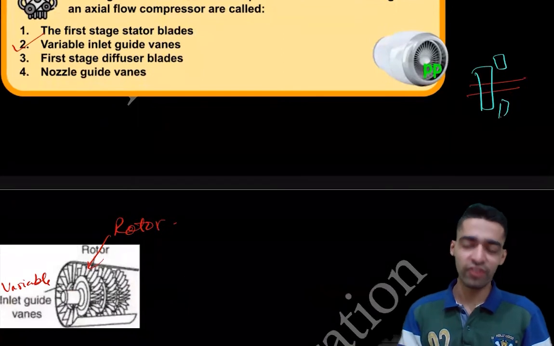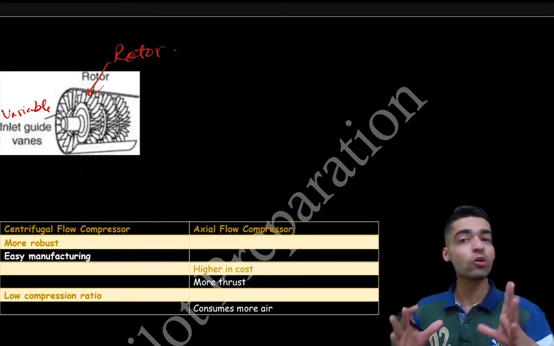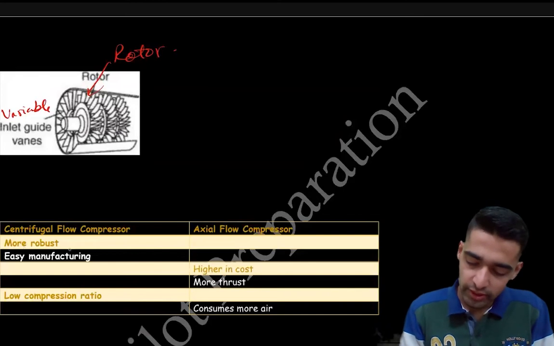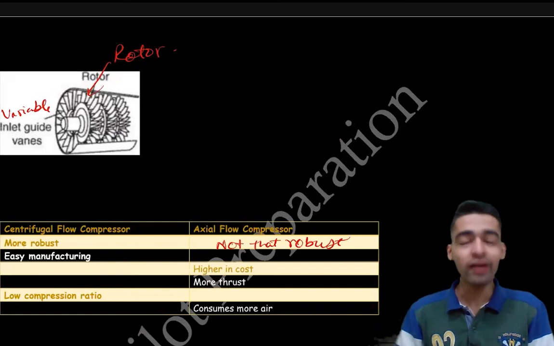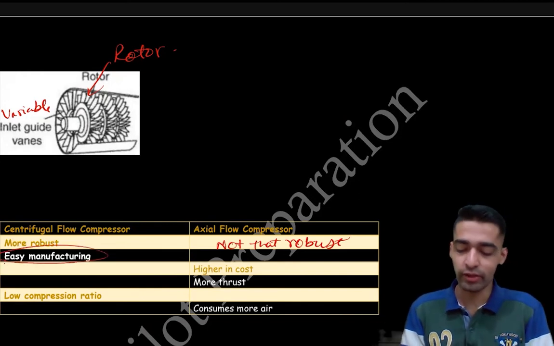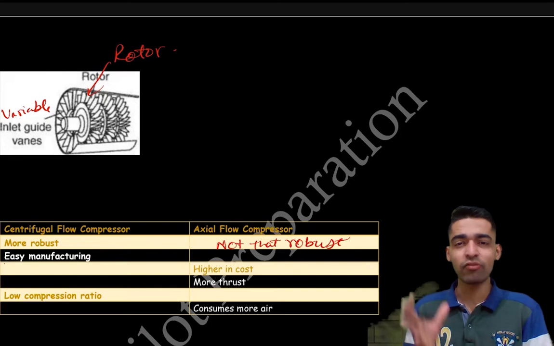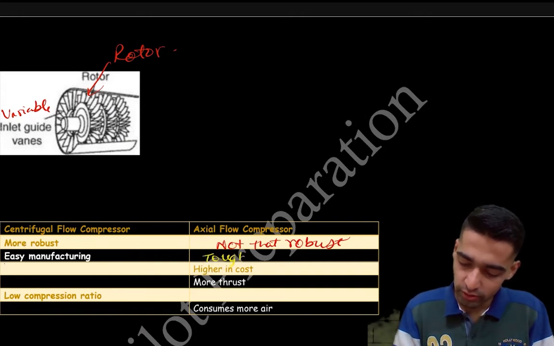Now let's again summarize the difference between the centrifugal flow compressor and axial flow compressor. We know centrifugal flow compressors are more robust, like a Nokia 1100, right? They cannot be broken very easily and are highly robust, whereas axial flow compressors are not that robust. Centrifugal flow compressors are easy to manufacture, just like the Nokia 1100, though it is not that bad, I'm just saying. Axial flow compressors, because the shape and design are very typical, are tough to manufacture.